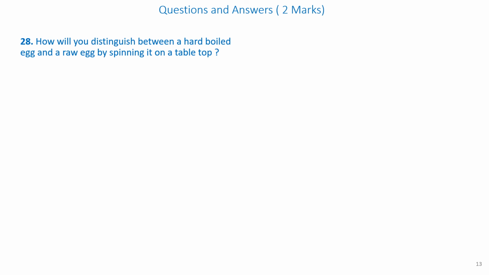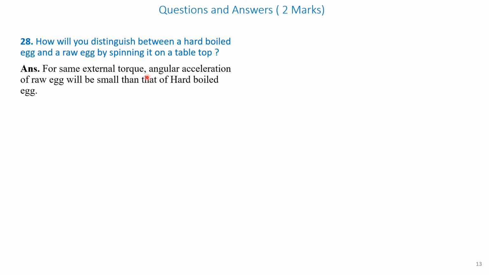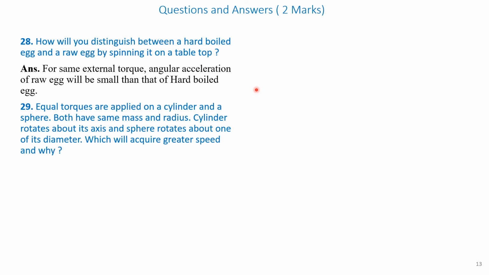Next question. How will you distinguish between a hard-boiled egg and a raw egg by spinning it on the tabletop? Answer. For the same external torque, the angular acceleration of the raw egg will be smaller than that of the hard-boiled egg. Question number 29. Equal torques are applied on a cylinder and a sphere. Both have the same mass and radius. The cylinder rotates about its axis, whereas the sphere rotates about one of its diameters. Which will acquire the greater speed and why?